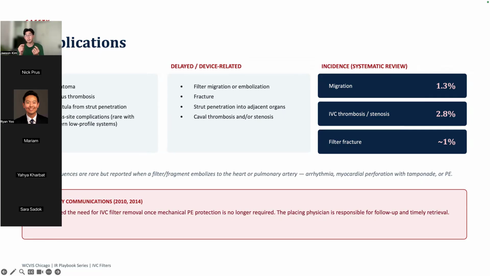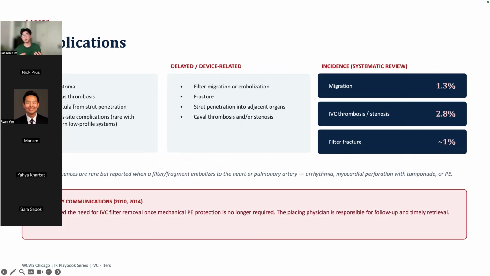A component of it can actually fracture and travel and go to the lungs. Another thing is that its legs can poke through the wall of the vein into nearby organs, or the vena cava itself can clot or narrow around it. The good thing is that these numbers are actually pretty low, and even when they happen, the patient usually does pretty fine.